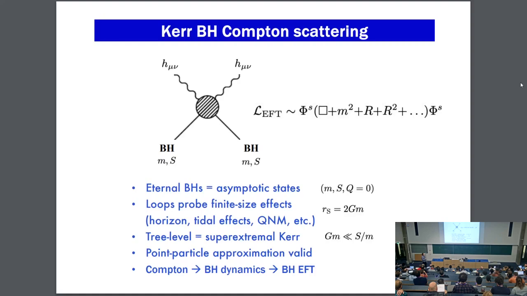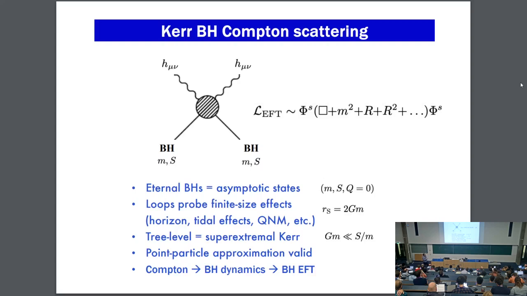All right, so specifically the process that I'm interested in is not 2-to-2 scattering of two black holes, but I'm just interested in one black hole where we send in a beam of gravitons, and then we look at what comes out. So that's basically the Compton process. And there's a few statements here that I want to say.